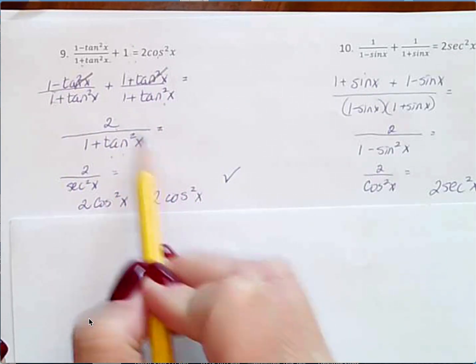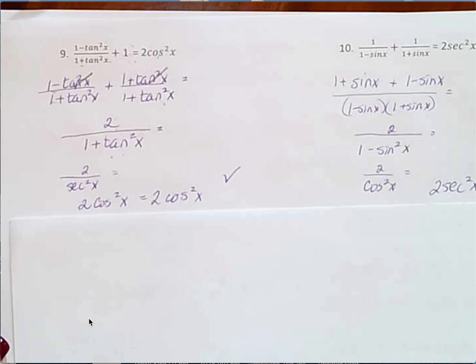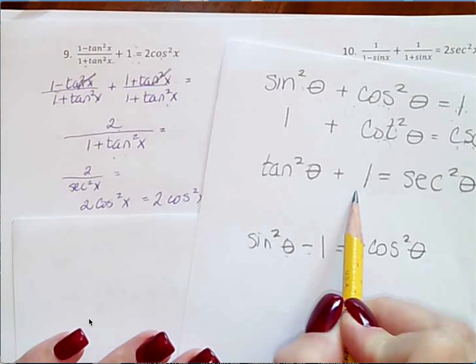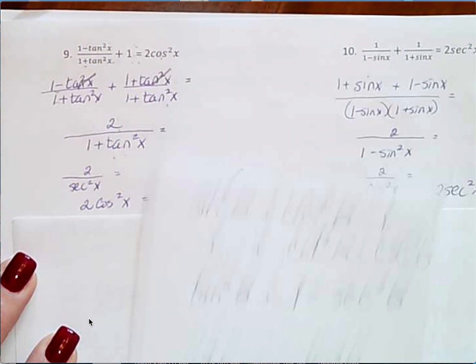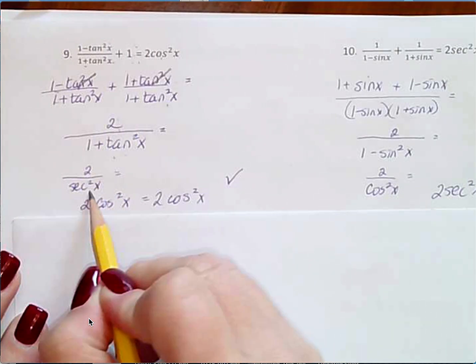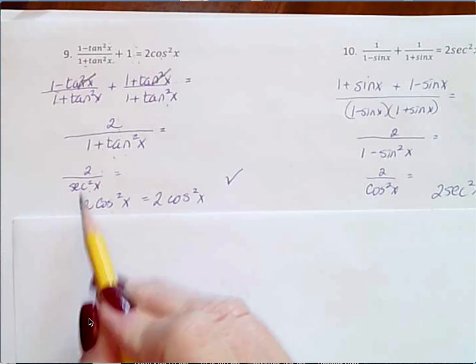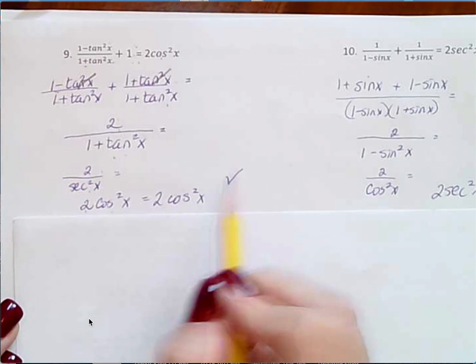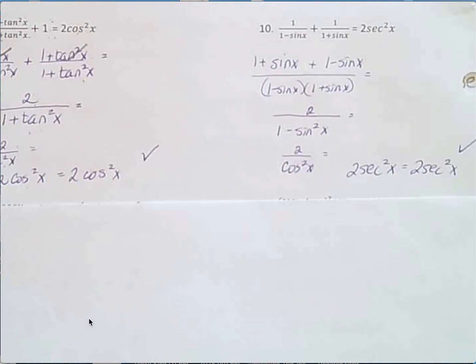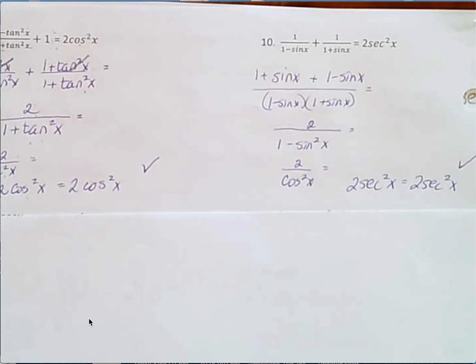So 2 over this, well, this is one of the identities. It's this one exactly, so that's secant squared. So I'm going to rewrite that denominator as secant squared. That comes up top as cosine squared equals, there's the coefficient of 2 cosine squared. Good. Number 10. Number 10, common denominator again.